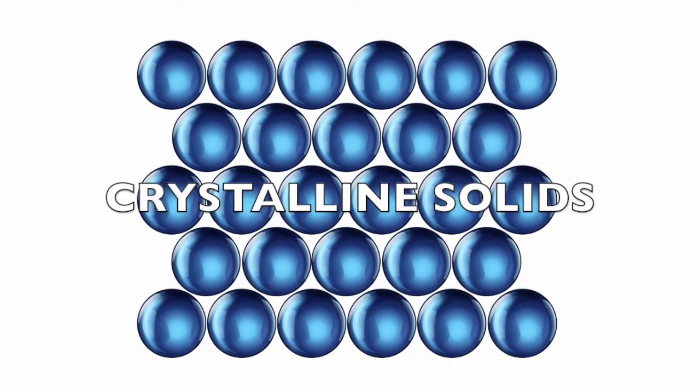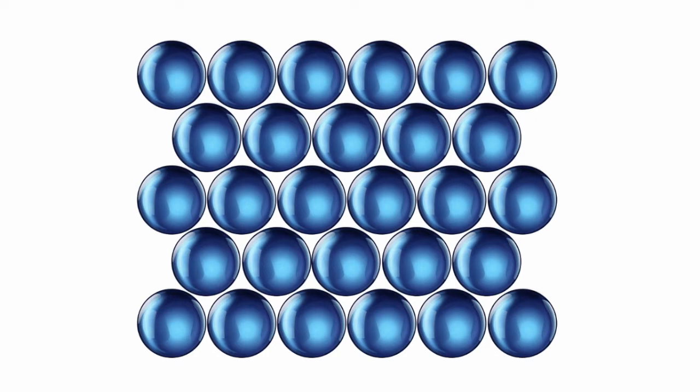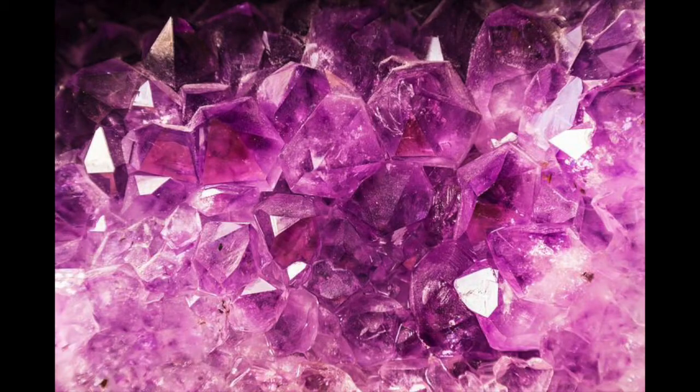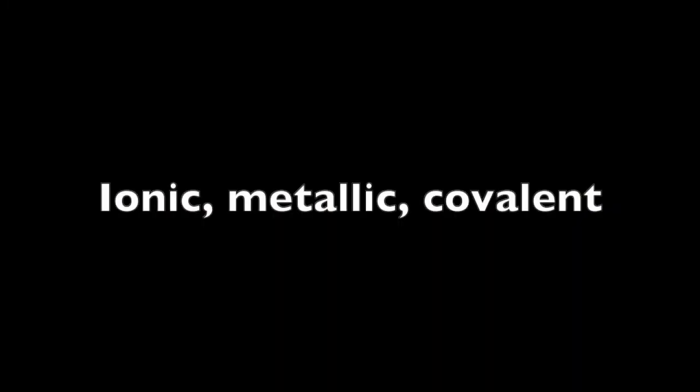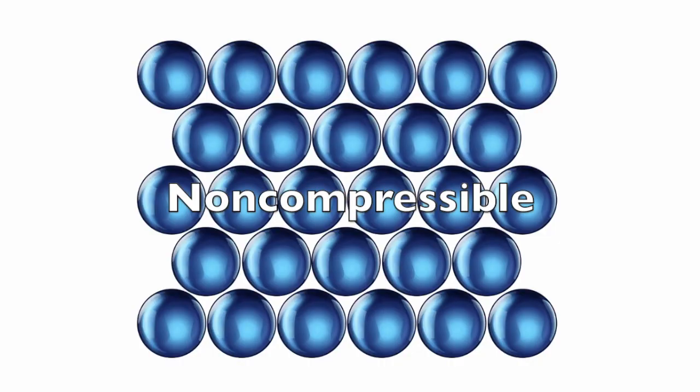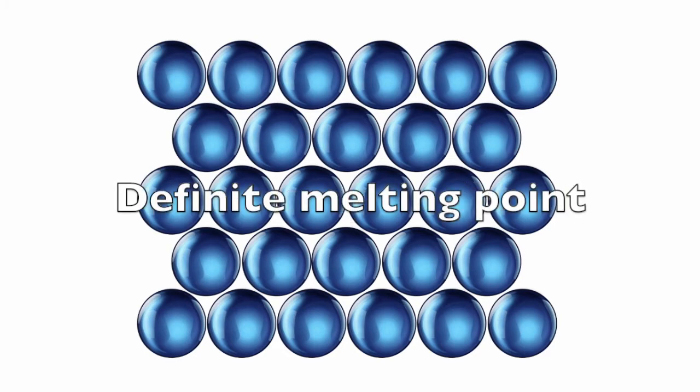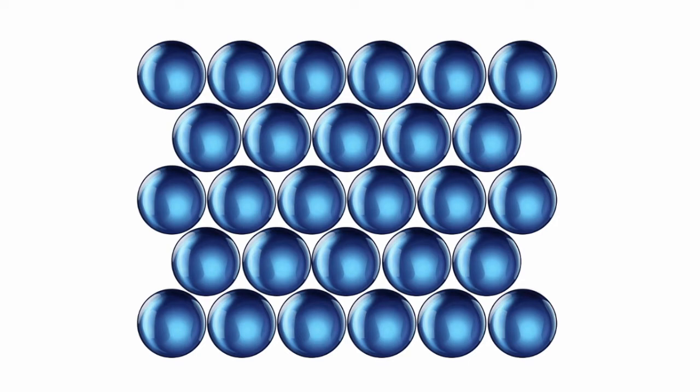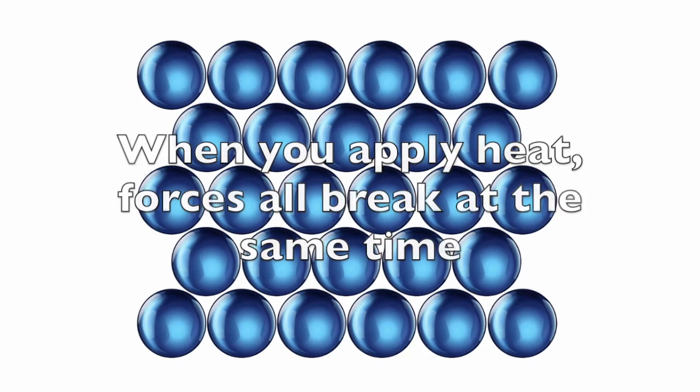In crystalline solids, the particles in the solid are arranged in regular patterns or lattices. Examples include salt, minerals, and metals. You may have noticed that some of these are ionic compounds and some of them are metallic. Covalent compounds can also be crystalline. You typically can't compress these. They have a definite melting point since the bonds or forces between the particles have equal strength. When you apply heat, the forces or bonds all break at the same time.